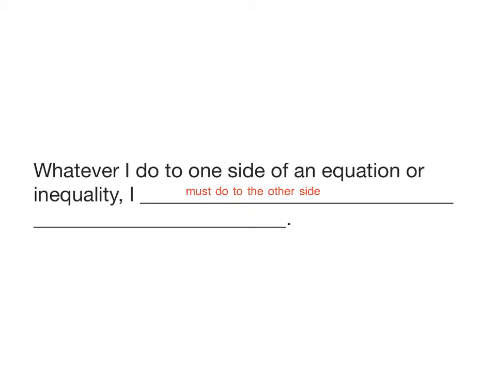Whatever I do to one side of an equation or inequality, I must do to the other side. We have to know that. Put that in your brain and never ever forget it. We have to know that to succeed in today's lesson, but also in the previous lessons in this chapter. So moving forward, it's understood that we all know this, and we're moving on. So here we go.